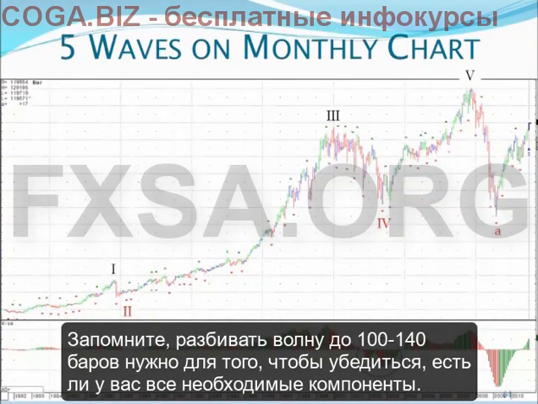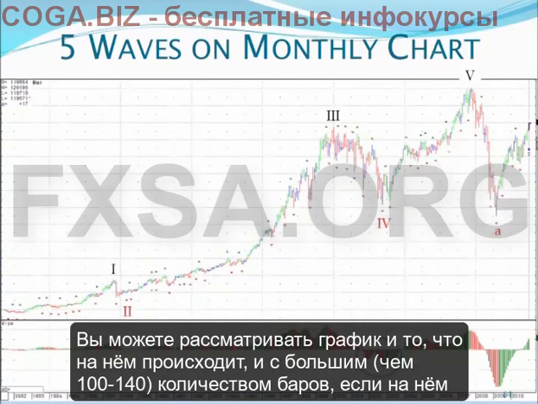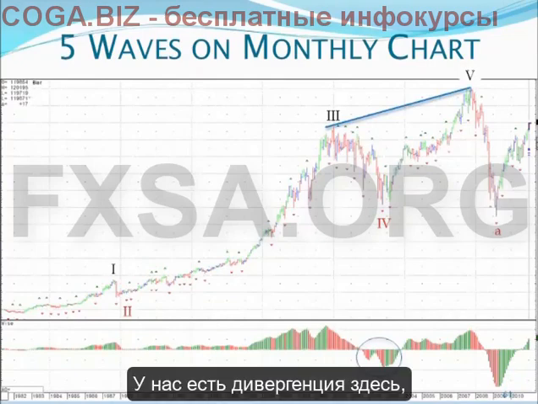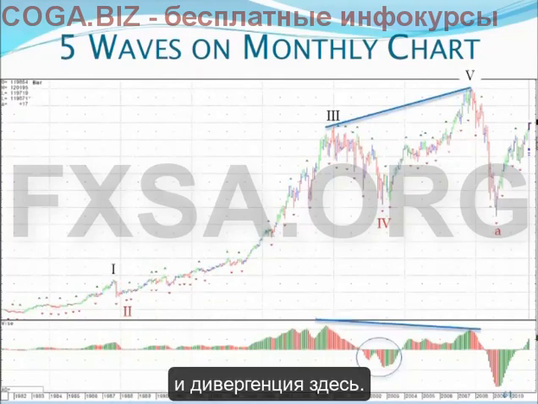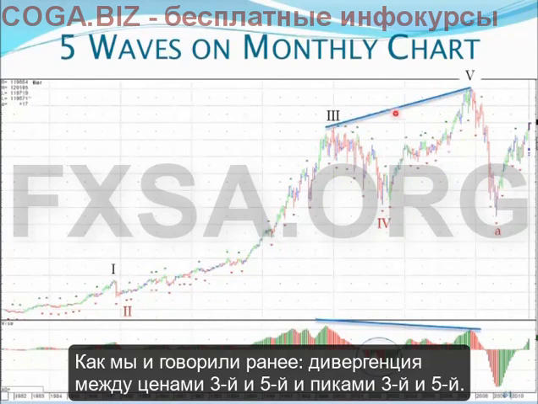So remember, the 100 to 140 is to break down a wave and make sure you have all your components. You can look at more than 100 to 140 bars to see what's happening on the chart if it's clear. There's divergence there, and we have divergence here as we mentioned, so between the price of 3 and 5 and the peak of 3 and 5.